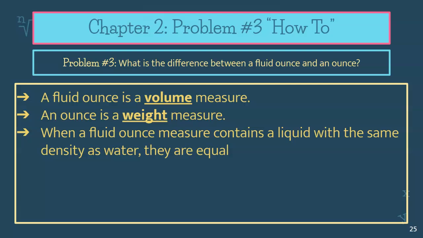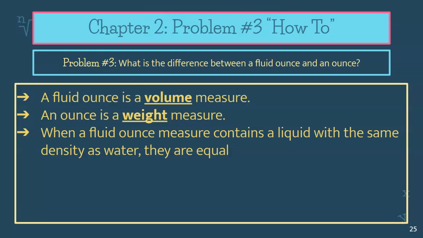And then the last problem is referencing the difference between volume and weight. So what is the difference between a fluid ounce and an ounce? So a fluid ounce is a volume measurement, while an ounce is a weight measurement. If you recall, volume is the amount of space that an ingredient takes up, and when you reference weight, it's the mass or heaviness of an object.